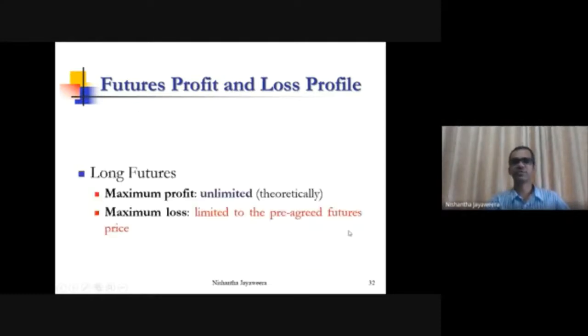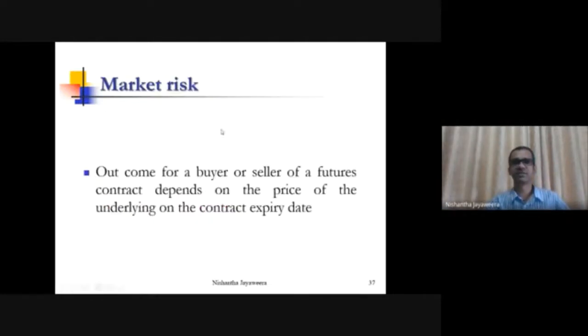So therefore, you are exposed to the market risk, whether you have bought or sold. That means whether you have a long futures or a short futures, whatever it is, you get the exposure to market risk. But this risk is high if you are short a future. That means you have sold a futures contract, because if the price increases, your loss increases without any limit. Clear?